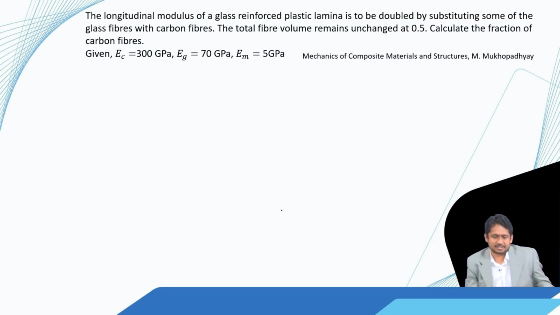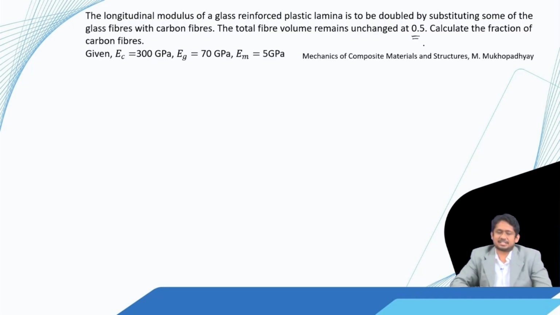Next question says, we have a composite and we have been given the longitudinal modulus of their constituents, and the fiber volume fraction is given 0.5. So, initially the composite is made of glass fiber and matrix. Now, the glass fiber fraction was kept to be 0.5, the volume fraction.